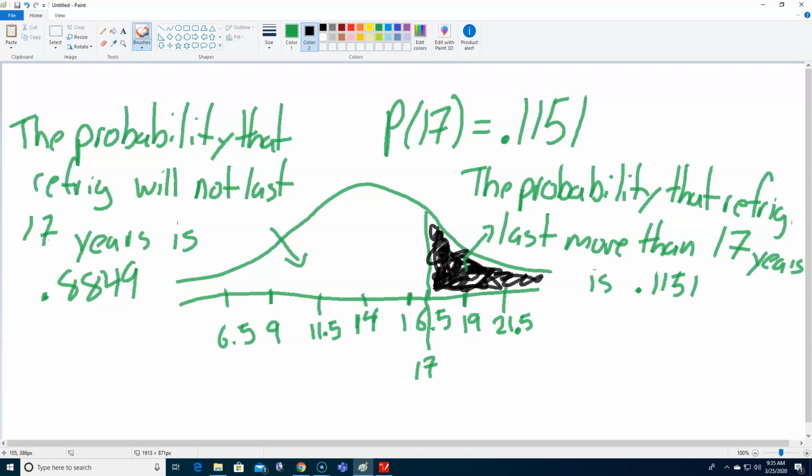Another way of saying that, the probability that a refrigerator will not last 17 years is 88.5%. So two interpretations for this one value, right? This number right here has a meaning, and we have to provide those meanings from now on. It's very important.